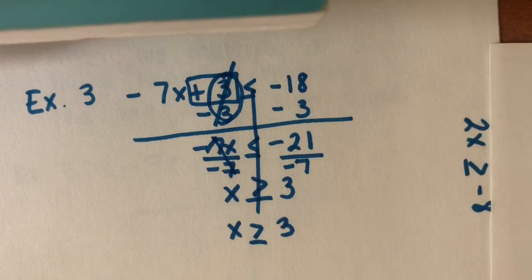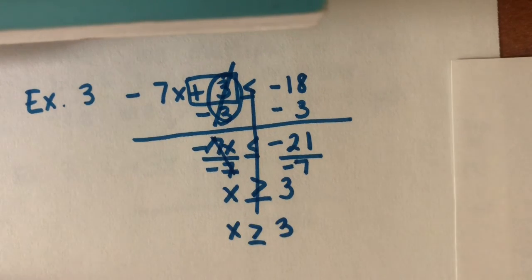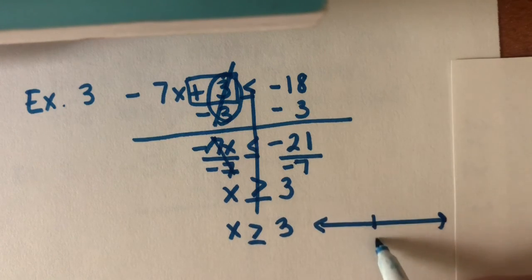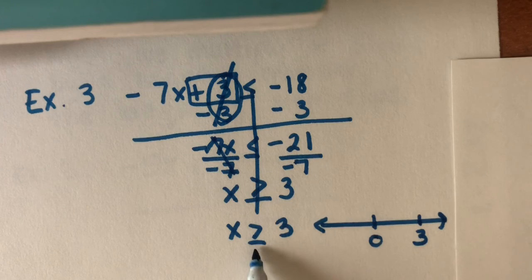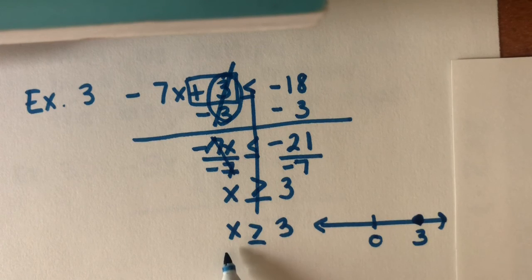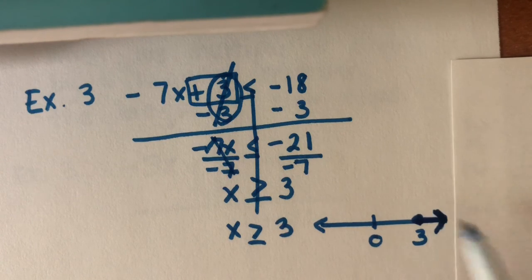Okay, so the last thing I need to do is I need to graph my solution. So I'm going to draw my number line. 0's in the middle, positive 3's to the right. I do see that there is an equal sign, so that means there's a closed circle. And my solution says that x is greater than or equal to 3, which means numbers that are greater than are to the right of 3. So I'm going to draw my arrow to the right, just like that.